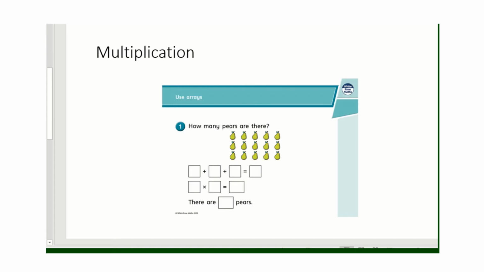Now then, we're moving on. When they're in rows, we call them arrays, don't we? Look, there are arrays, look. So, looking at the top, how many pairs? We know this at the top is called repeated addition. There's 5, add 5, add 5 equals 15. So it would be 3 times 5, wouldn't it? For that one.